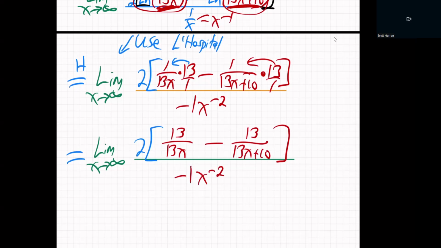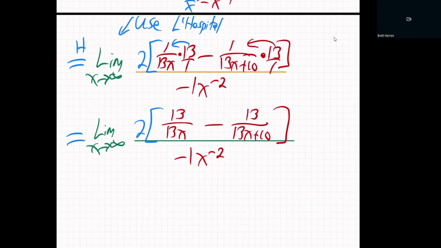Okay, so now what? Well, it's just a big mess right now. If I just plug in the infinities right now, it's not going to do anything. That's 0 minus 0.